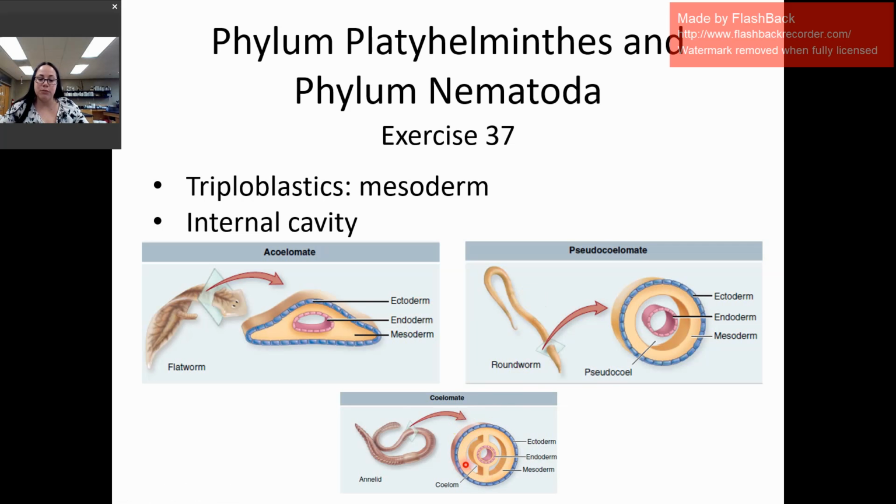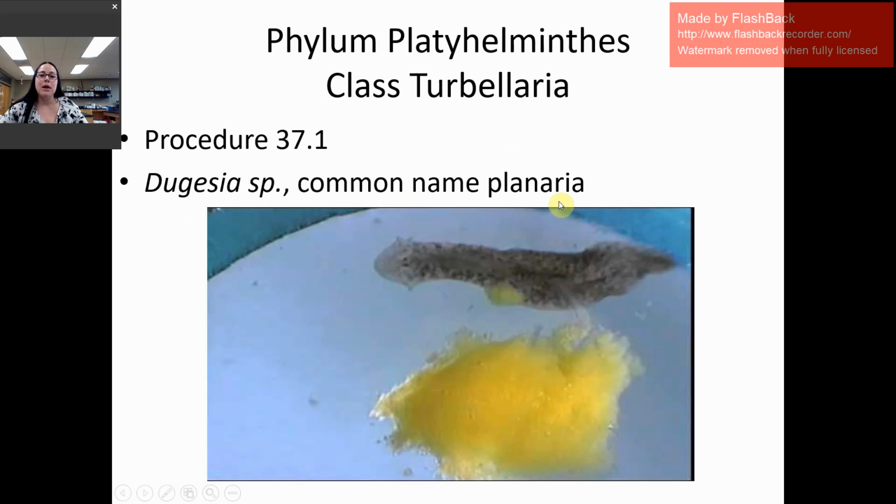It is fully surrounded by the mesoderm, and so it is a proper coelom. So we refer to those organisms as coelomates. And then every organism that we'll see after that, the arthropods, the mollusks, the echinodermata and the chordata, they are all coelomate organisms. So they're all similar to the annelids. Okay, so now that you know that, we're going to move on to the next slide.